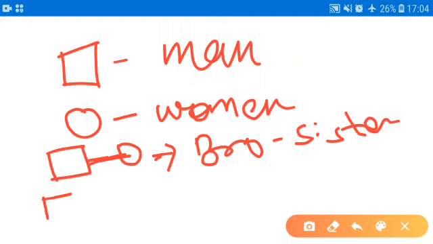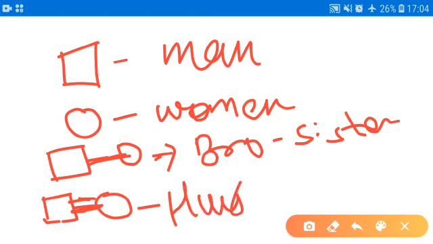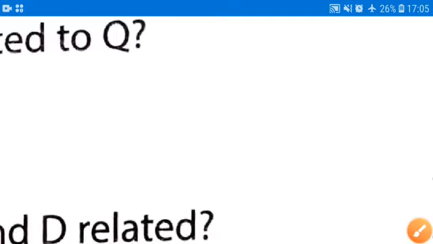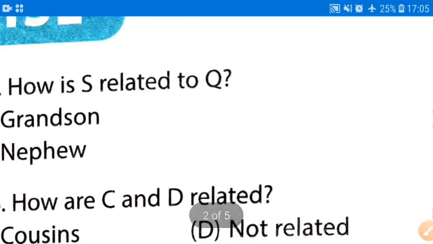Now for representing husband and wife we will use two lines, okay, we will make a bond like this, two lines. So this will be husband and wife. Please remember these notations, we are going to use them, and we will also use the family tree for solving the questions.